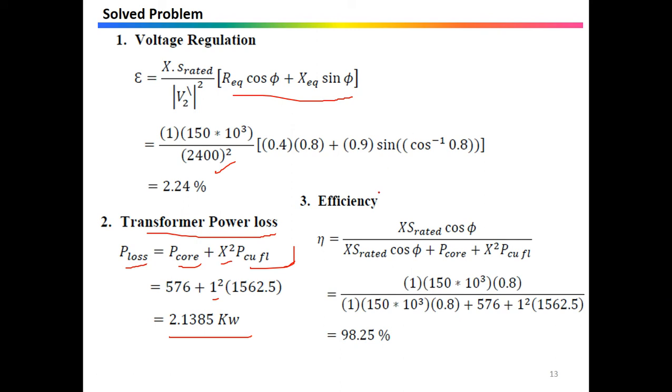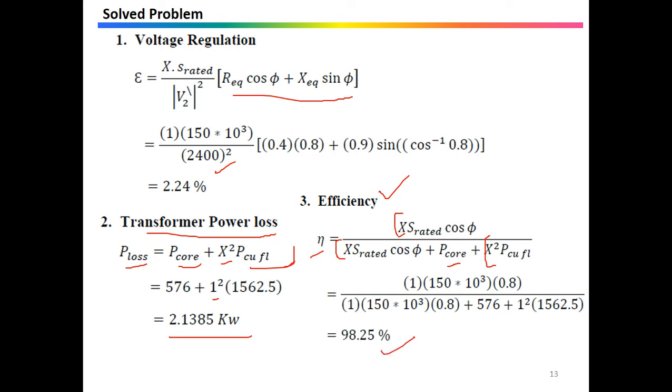And if we are interested in calculating the efficiency, again the efficiency at a given load, that is at 0.8 power factor lagging, will have the X fraction here, and X fraction again here. There is no change in the core loss, but there will be a change in the copper losses. So putting all these values, we get this.